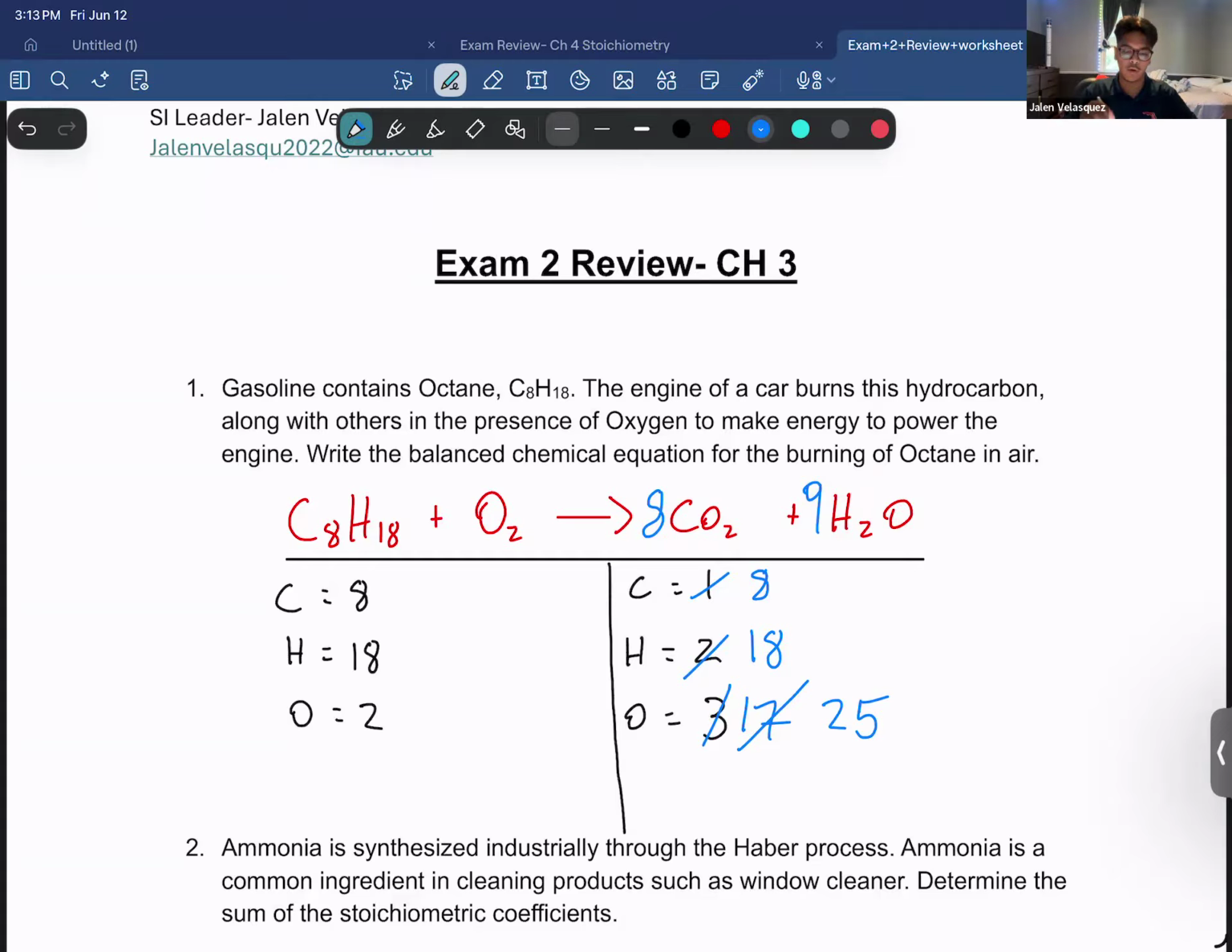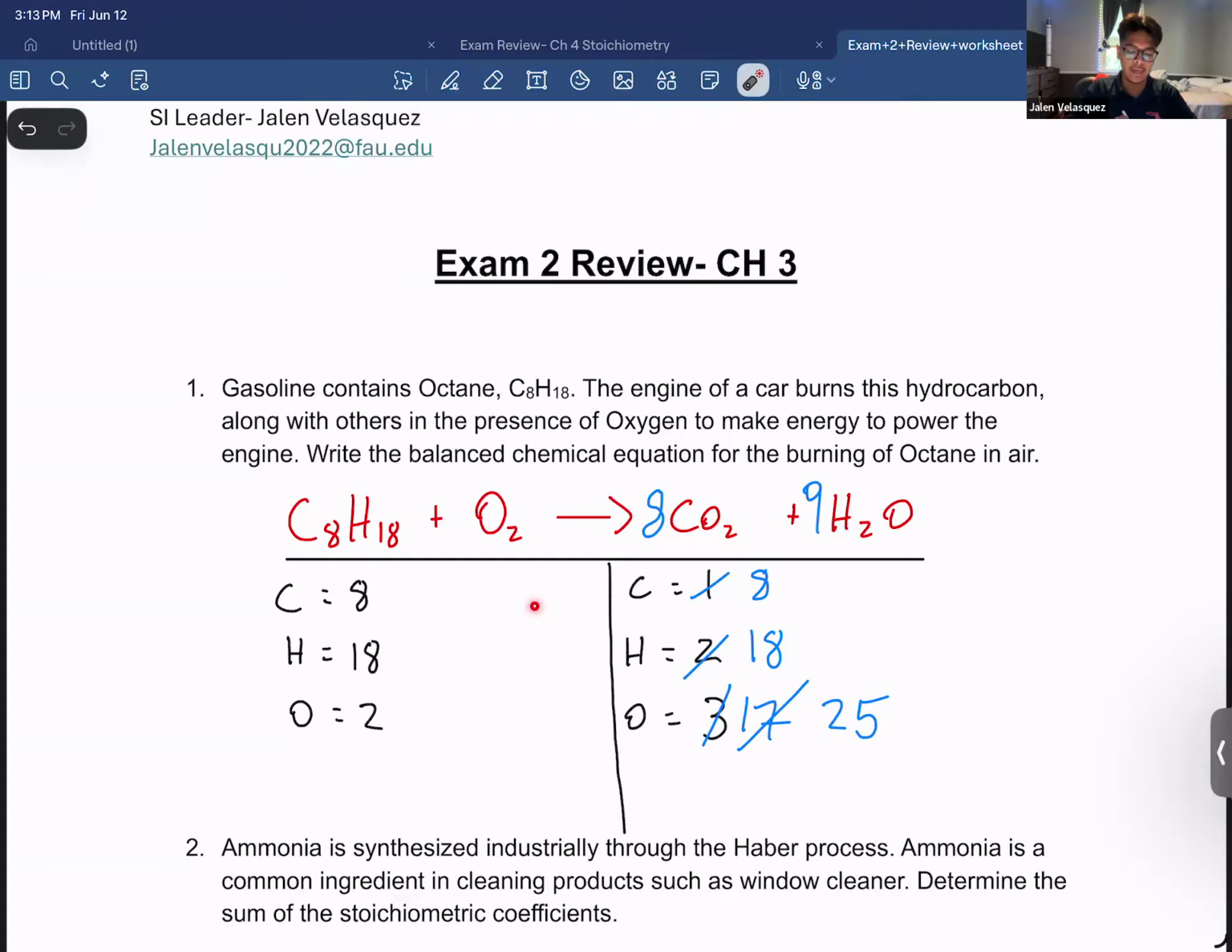All right, so we're getting there. So carbons are equal, 8 and 8. Hydrogens are equal, 18 and 18, but the oxygens are not. We have 2 on the reactant side. We have 25 here on the product side, right? So what can we do to multiply to get to 25?